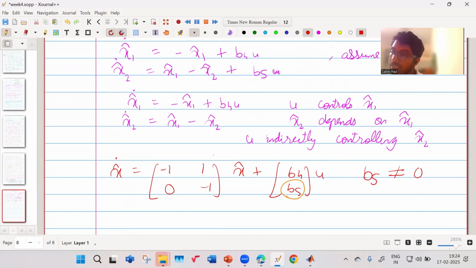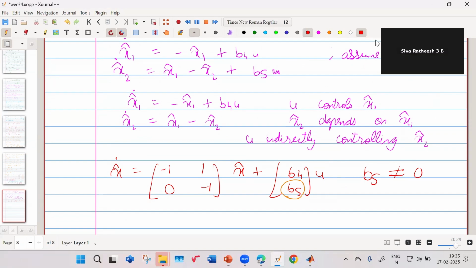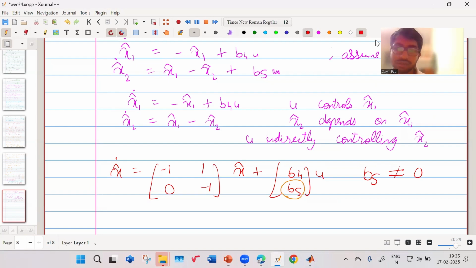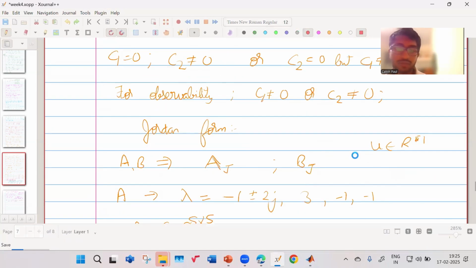So I hope this has given you clarity into why those theorems are there, and they say that this value should not be 0, that value should not be equal to 0. So I hope you have gotten some clarity with this, right? Okay. So this is about the Jordan form.